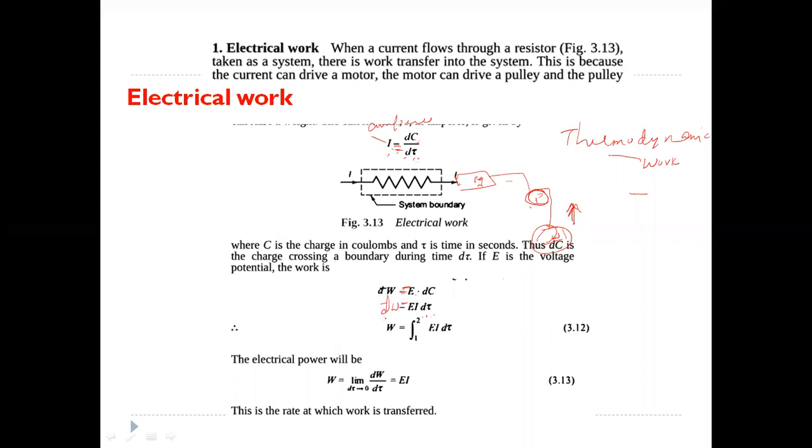If you want the complete work done, we have to integrate on both sides. So the integral of dW is W. If you integrate here, it becomes the integral from 1 to 2 of E I dt. So this is the formula for electrical work done.